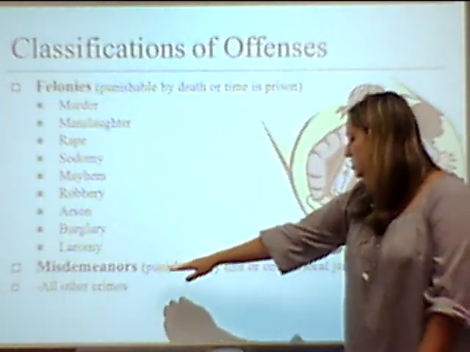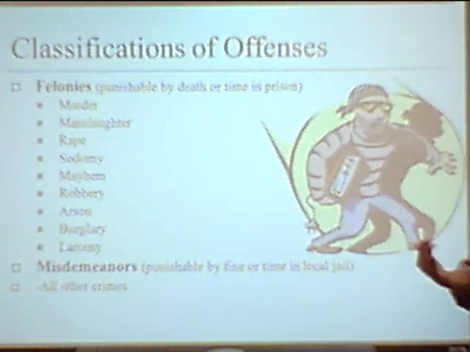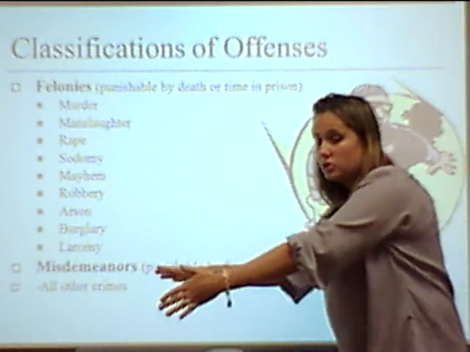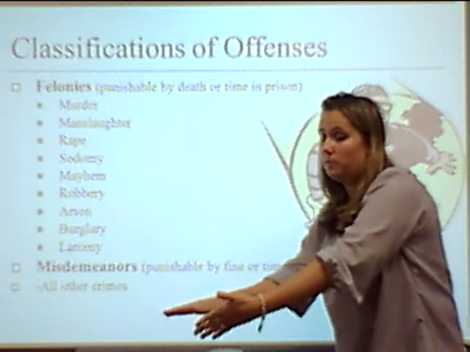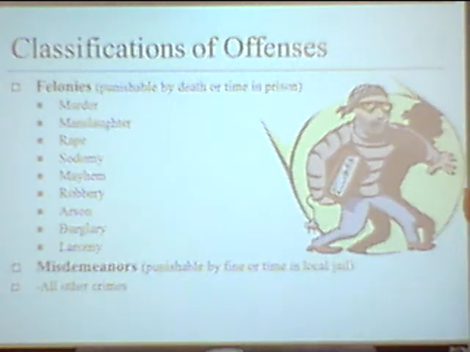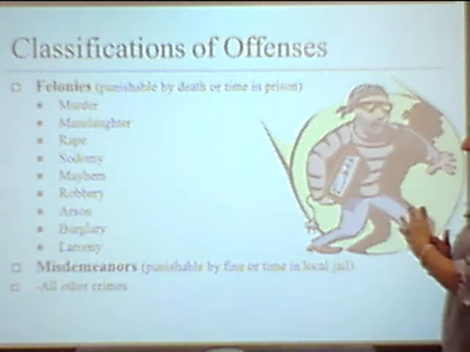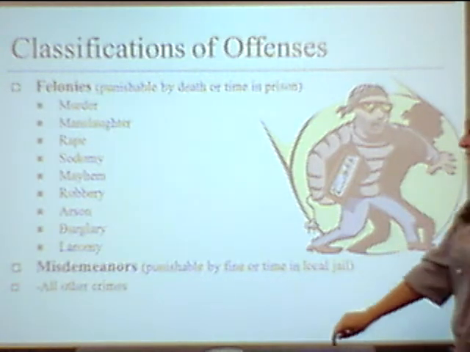And a misdemeanor is just something that's punished by a fine or time in the local jail. So it's basically all other crimes. You have your felonies, which you could die for and serve a lifetime in prison, and you have your misdemeanors, which are more like speeding, little incidents that you could be fined for and you could even serve some time in jail.